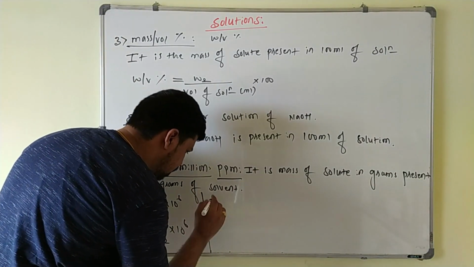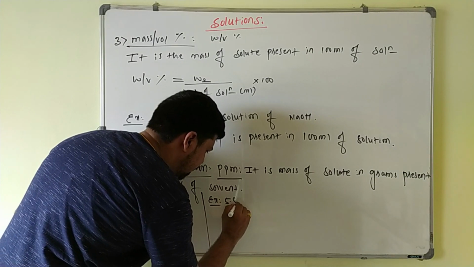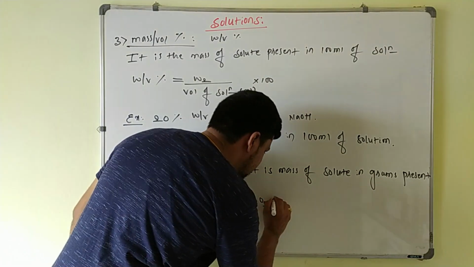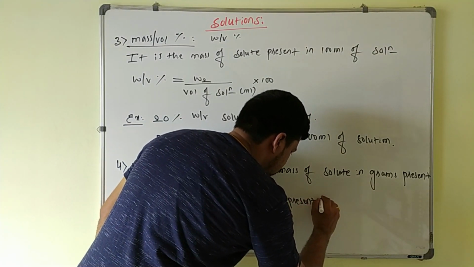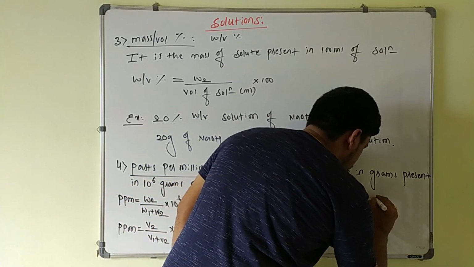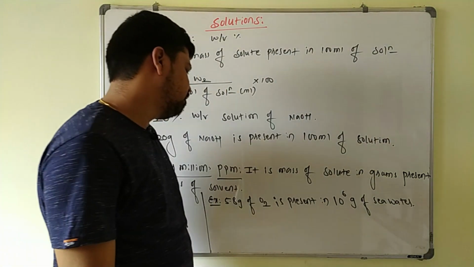Example: 5.8 gram of oxygen is present in 10 power 6 gram of sea water.